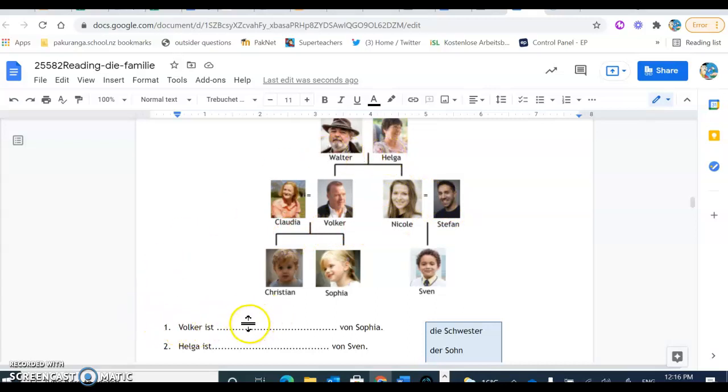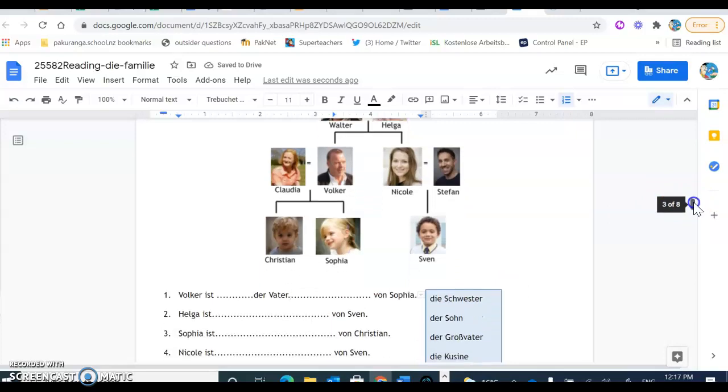So Volker ist the something of Sophia. Volker is the something of Sophia. So there's Sophia, there's Volker. So Volker is the father of Sophia. So Volker ist der Vater von Sophia. He is the father of Sophia.